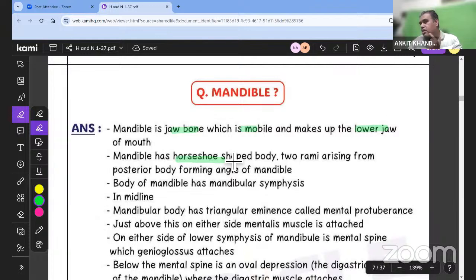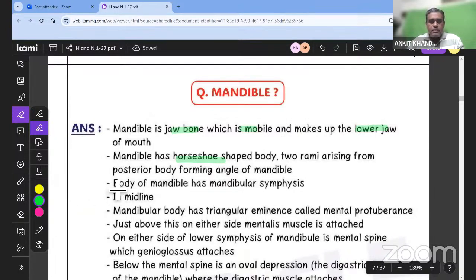In between the rami and the body, here we have an angle. That is known as the angle of mandible. So I repeat: this is the rami, this is the body. In between the rami and the body, where roughly we have the parotid gland, we have the angle of mandible, on this side and on this side. Both sides we have the angle of mandible. Remember this.